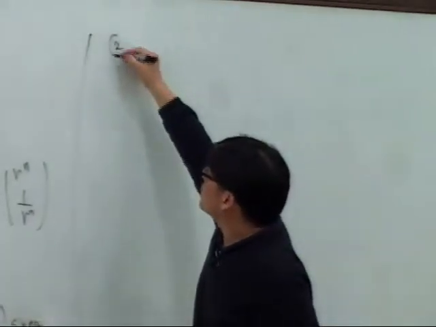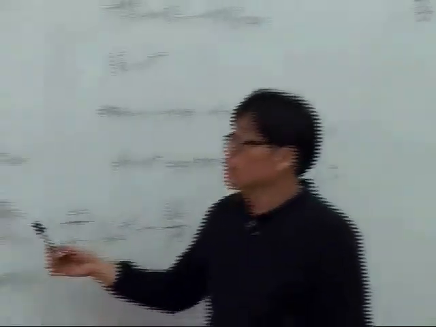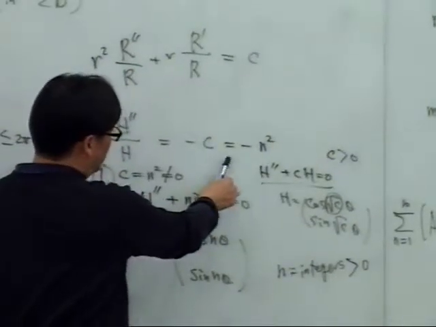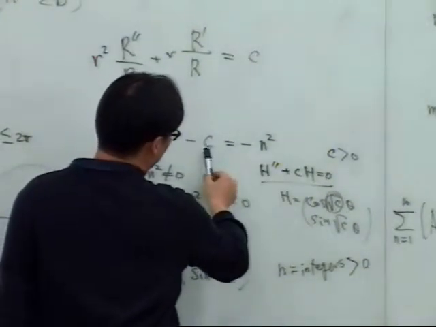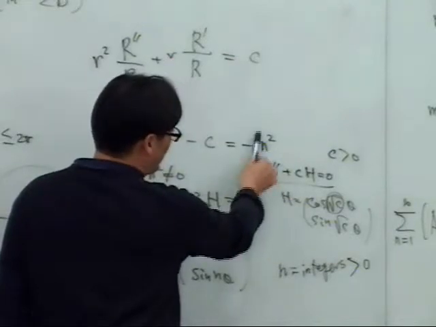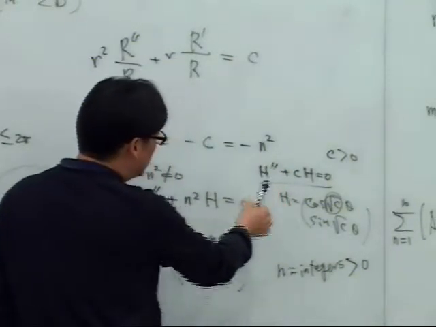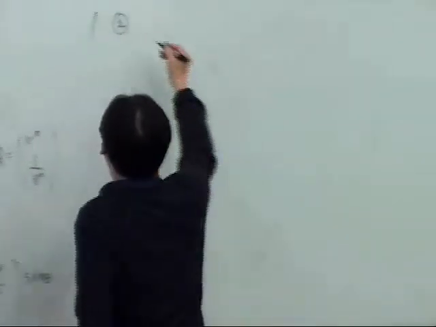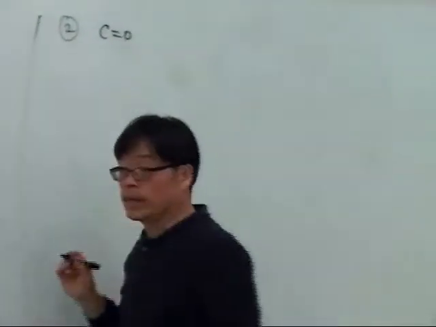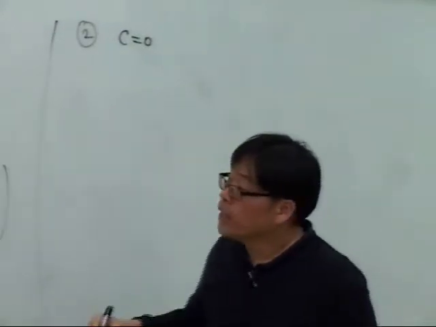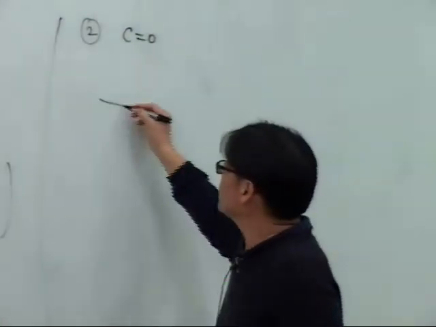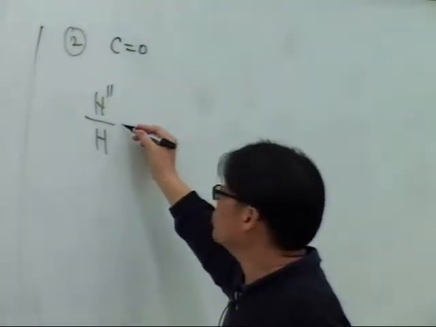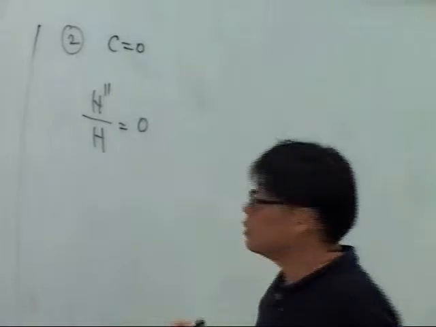So the second case: C has to be constant. And here we said C has to be positive. That's why I put in n squared. What if C is 0? Okay. I excluded that before. And then what we end up with is H double prime equal to 0.